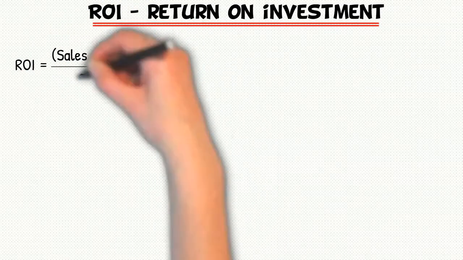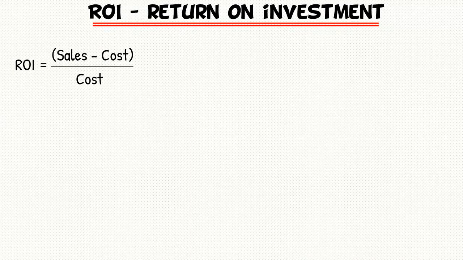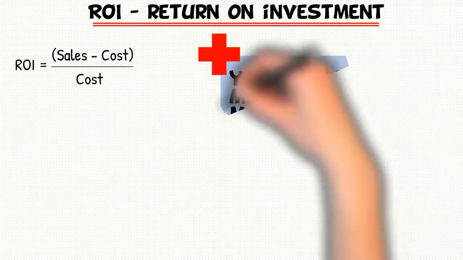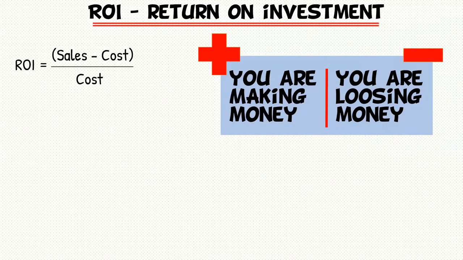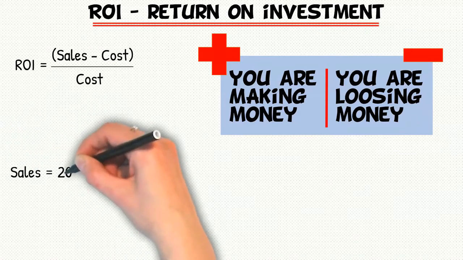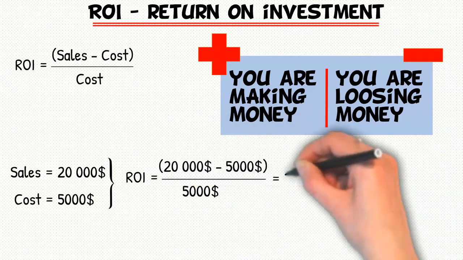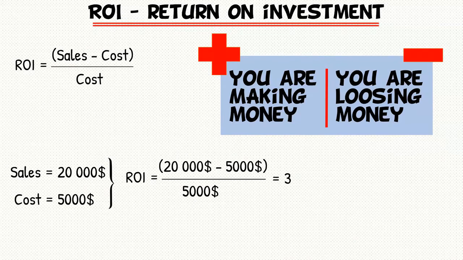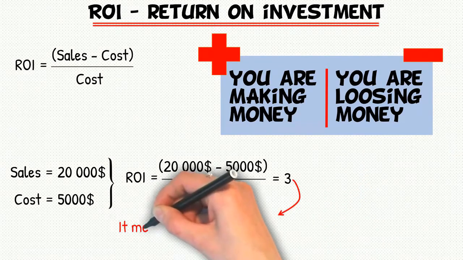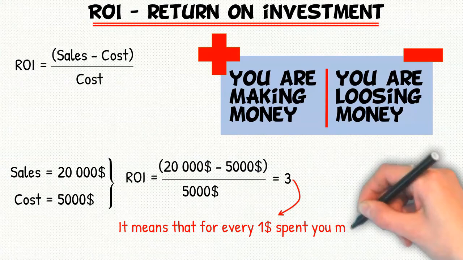Your ROI is equal to sales minus cost divided by cost. If your ROI is positive, it means you are making money. If it's negative, it means you are losing money. So if you made $20,000 on sales and you have $5,000 as cost, it means that your ROI is equal to 3. It means that for every $1 spent, you made $3 profit.